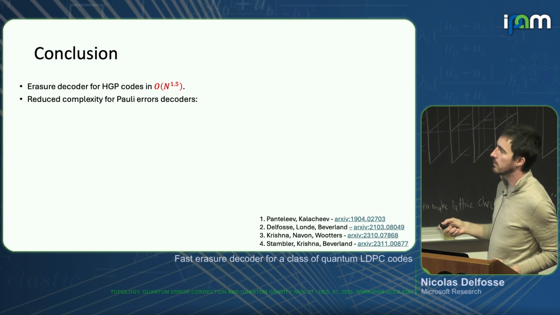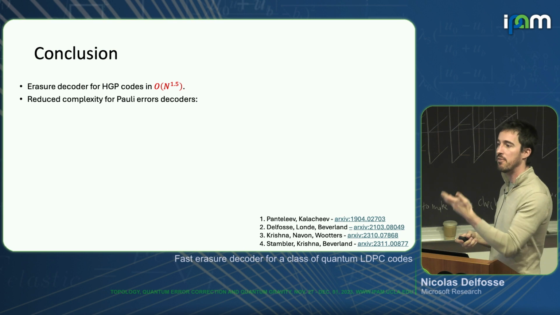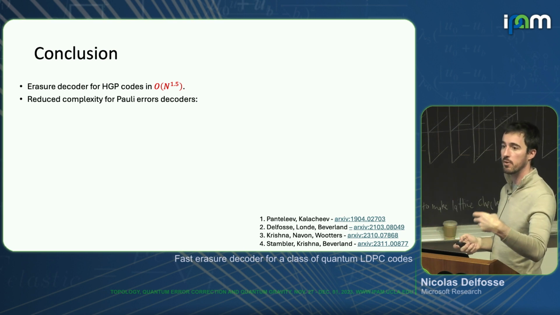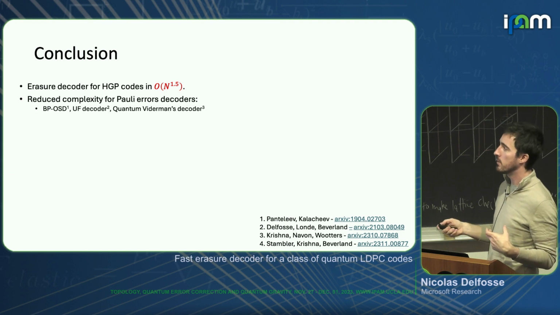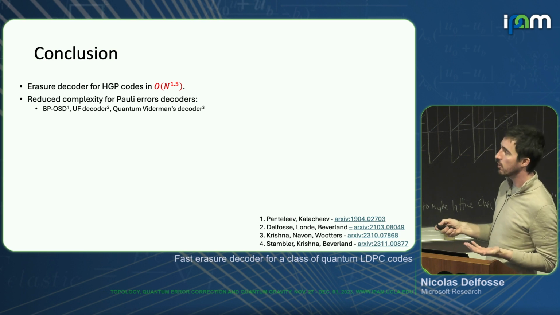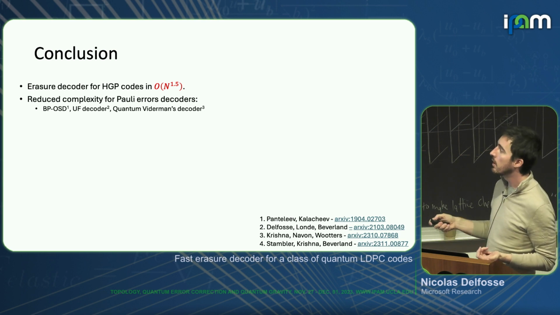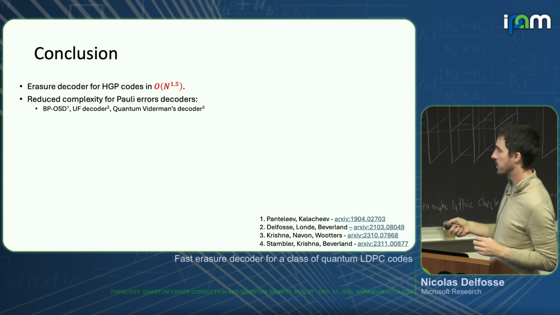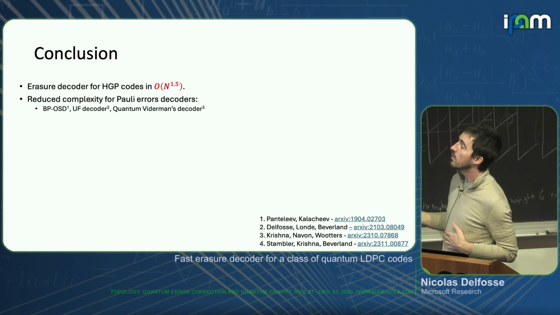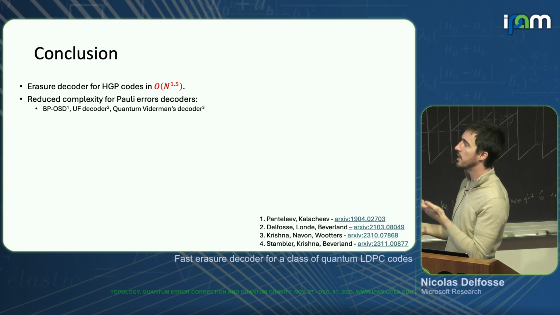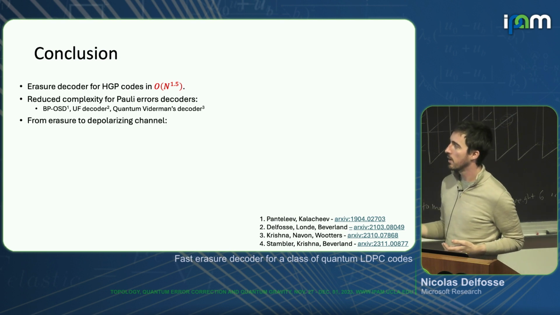And because the erasure noise model is a simplified version of the depolarizing noise, we can directly plug it in to speed up other decoders. Speed up the BPOSD decoder, which corrects an erasure as a subroutine, the union find decoder, which corrects an erasure, and another recent decoder that appeared just a few weeks ago from Krishnan, Avon, and Wouters, which also reduces the decoding problem to an erasure. So those 3 decoders can be immediately sped up.